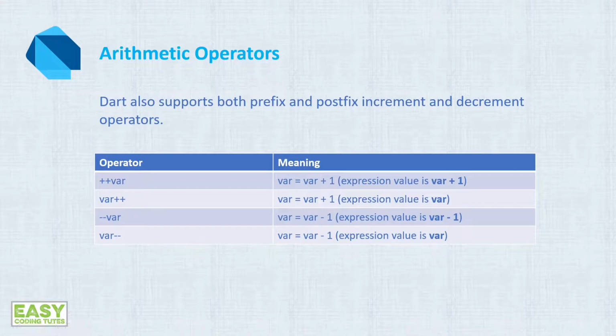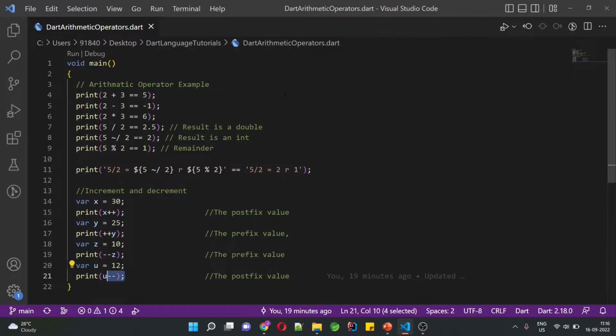So let's see the example of arithmetic operators and increment and decrement operators all together. Here we have an example of arithmetic operators and increment and decrement operators. For arithmetic operators, let's see in this line we are adding 2 plus 3. We are using the plus operator, so its work is to add the values 2 and 3. So it will be 5.